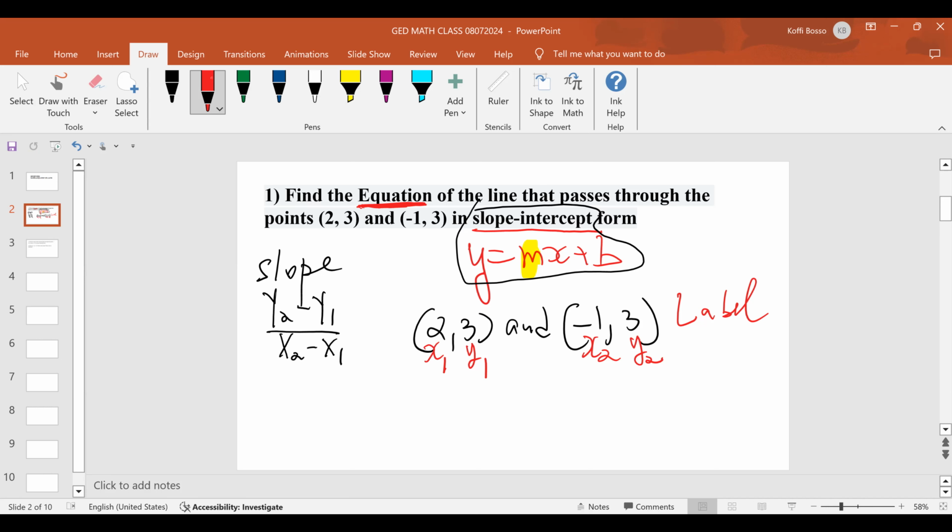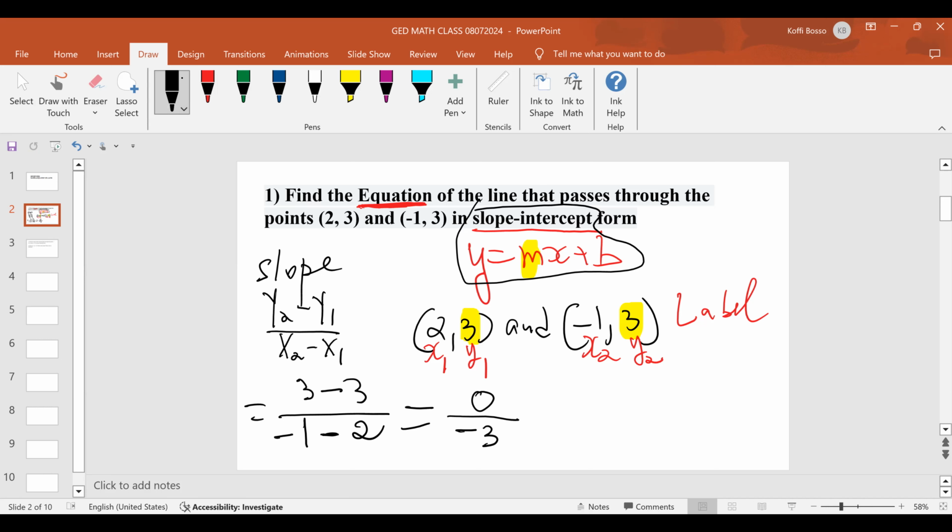Okay, so applying the formula, we see 3 minus 3. So far, so good? Divided by, because I took this minus this, I'm going to have negative 1 minus 2. So 3 minus 3 is what? 0. And negative 1 minus 2 is what? Negative 3. And 0 divided by negative 3 is what? Yeah, 0 divided by negative 3 is 0. So 0 divided by any number is 0.